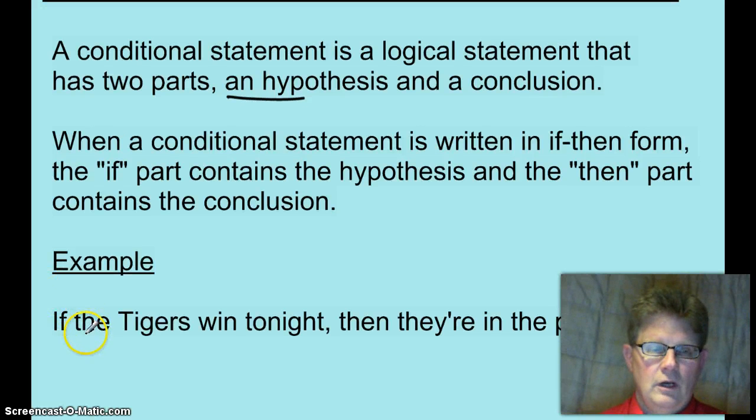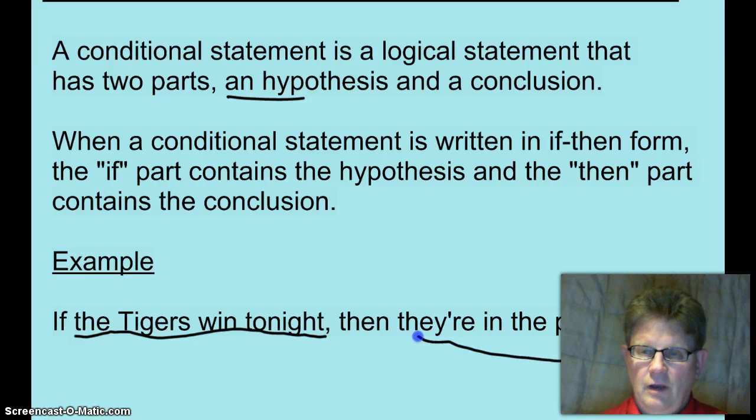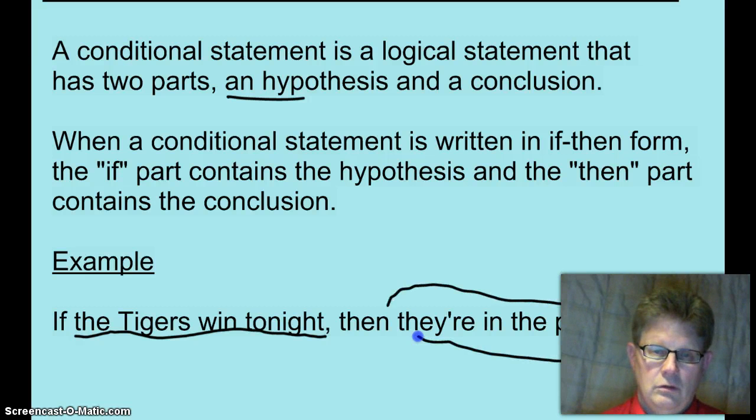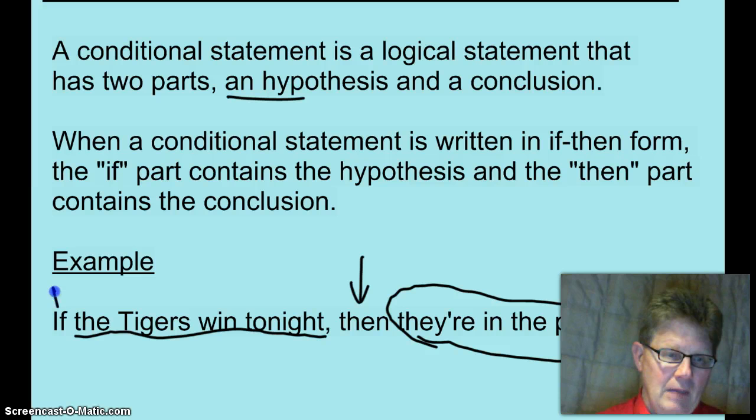In your homework, they're going to ask you to underline the hypothesis. The Tigers win tonight. The conclusion is they are in the playoffs, and you're going to be asked to circle the conclusion. Notice that then and if are not part of the hypothesis and conclusion. They are the key words to let you know that they're coming down the pike. So if tells you, hey, here comes the hypothesis. Then tells you, hey, here comes the conclusion.